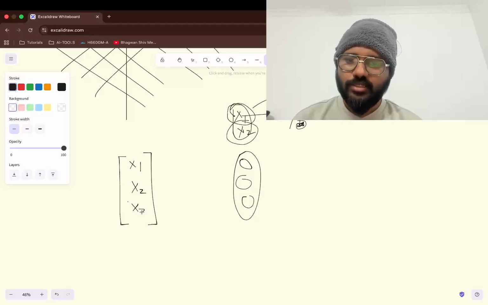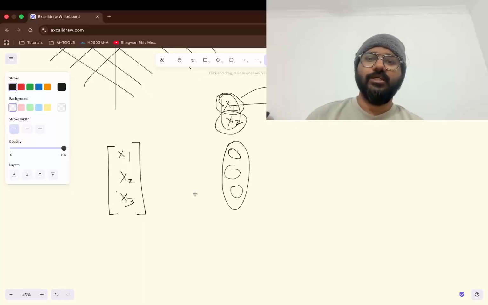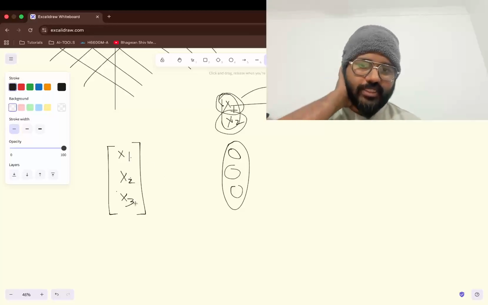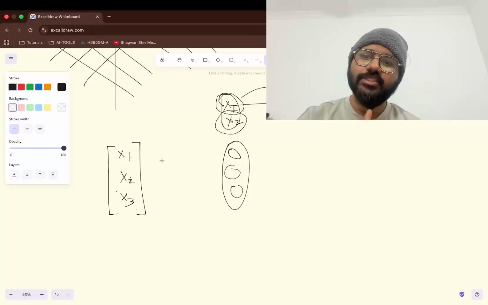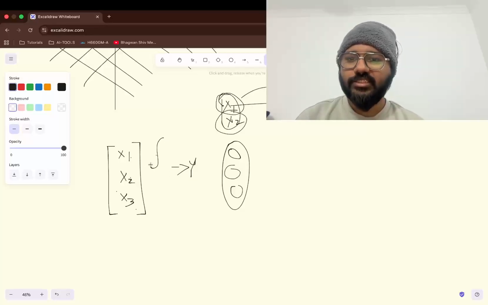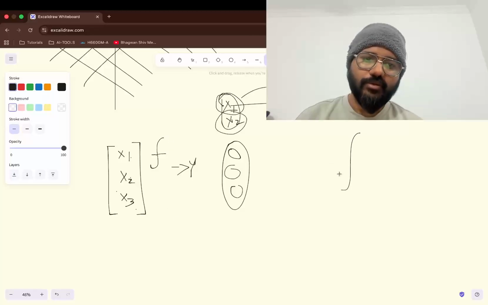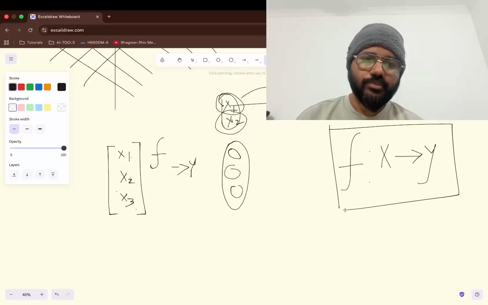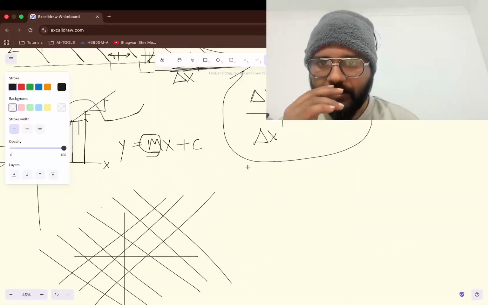nothing else. There is no extra mathematics, no extra concept. This is very simple. x1, x2, x3, these are the input variables, and there is just one y which depends on this, and this relationship is what is known as a function. So a function is something which takes an input x and maps it to a y. I hope that till this point everything is clear.